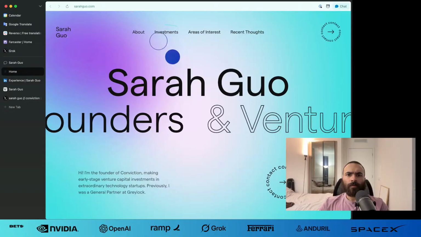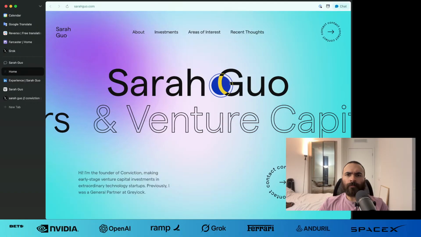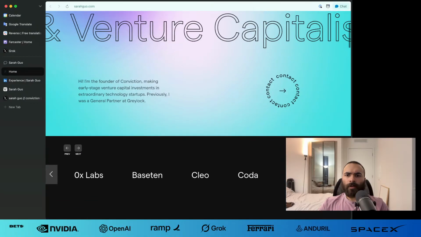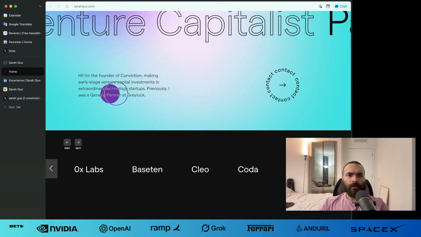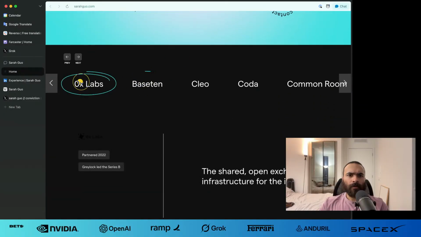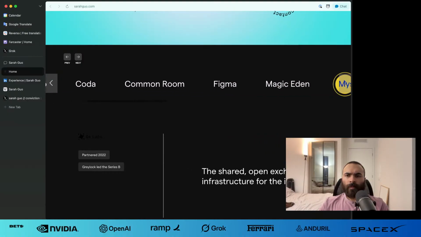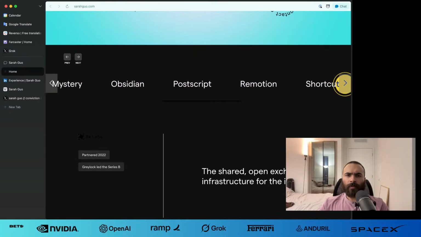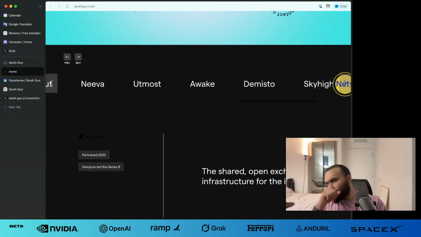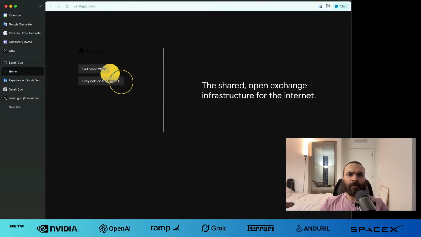Home. Founders. Ventures. Areas of interest. Recent thoughts. Contact. Founder Conviction, making early stage venture capital investments in extraordinary technology startups. Previously was a general partner at Greylock. You got 0x, Bastion, Clio, Coda, Common Room, Figma, Magic, Eden, Mystery, Obsidian, Postscript, Remotion, Shortcut, Neva, Atmos, Awake. And you have to remember, this is not the Obsidian that we are thinking about.